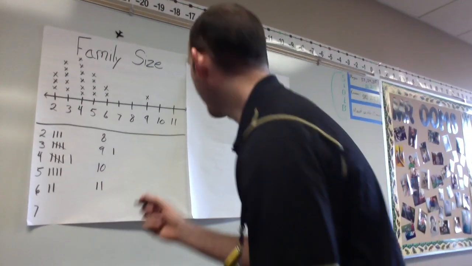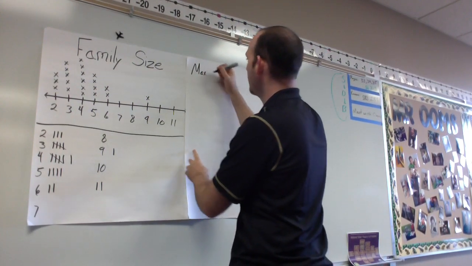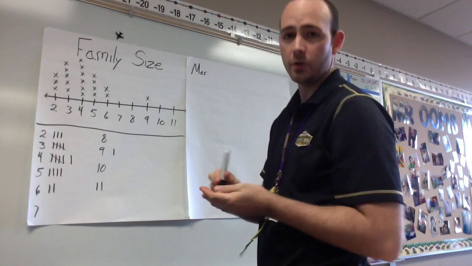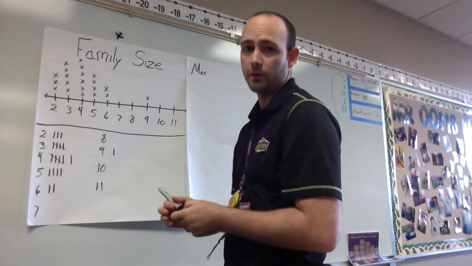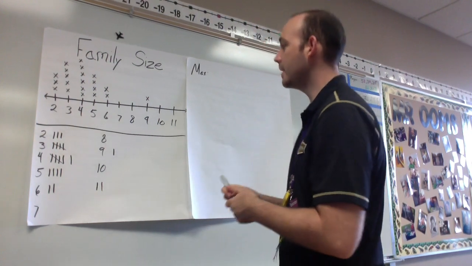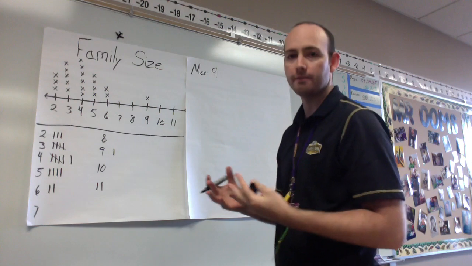So we're talking about the maximum. I'm going to use just max for this. And what we're looking for is the value with the highest number, the largest amount of people in their family. So the max in this case is going to be the 9 as the highest number, the highest value in our data set.